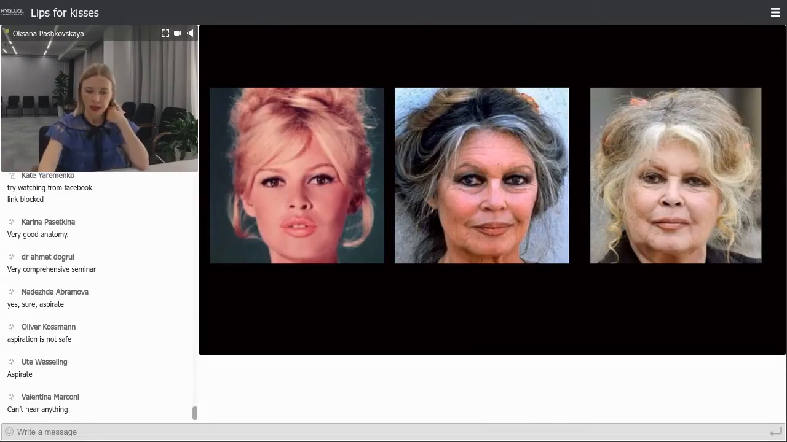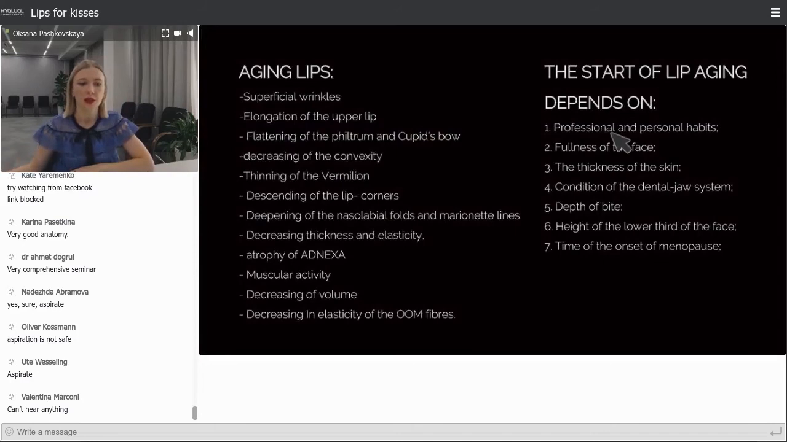I'll go back one slide, but in that case, it's too late, because of skin sagging, and we should also work with skin quality. Decreasing thickness and elasticity, atrophy of adnexa, muscular activity, depressors are more forceful with aging, and decreasing of volume and decreasing in elasticity of the orbicularis oris muscle. So decreasing the volume.